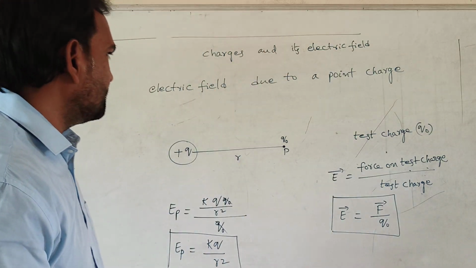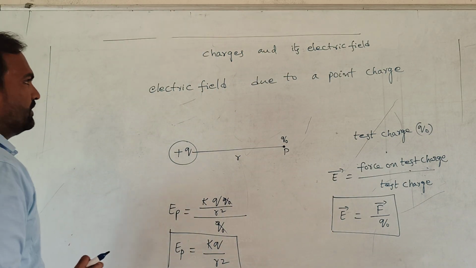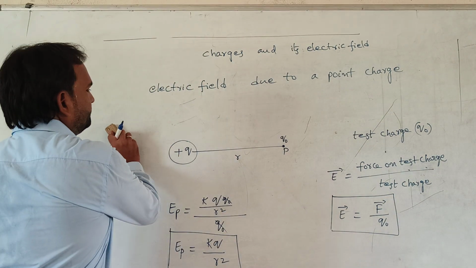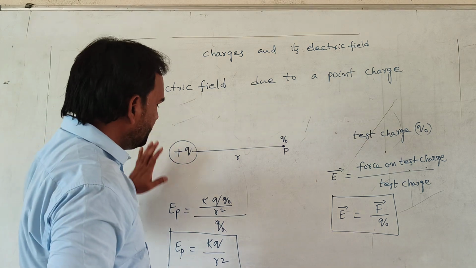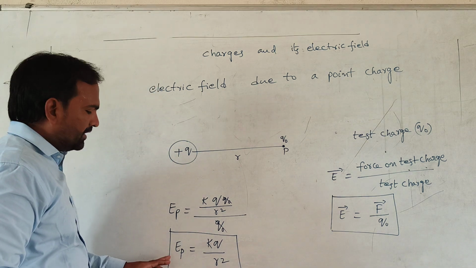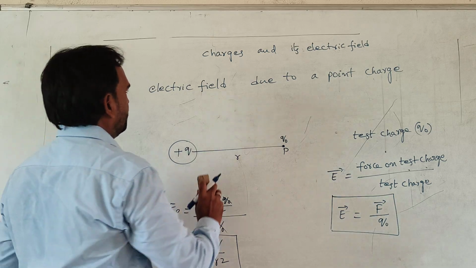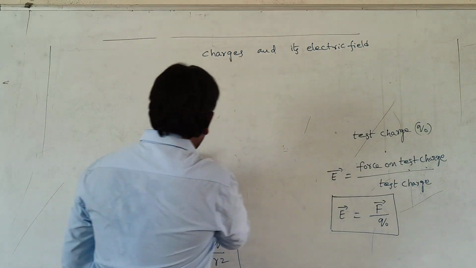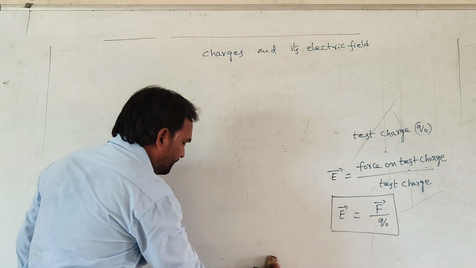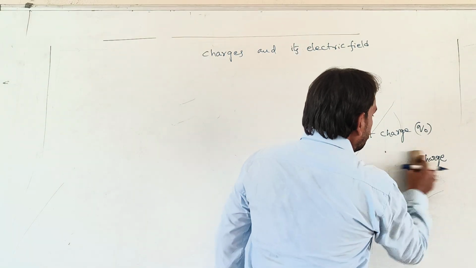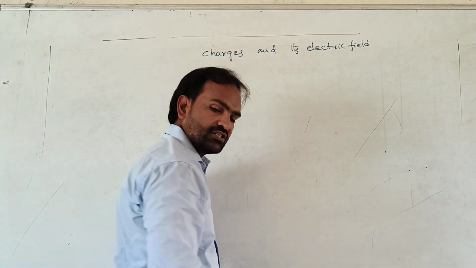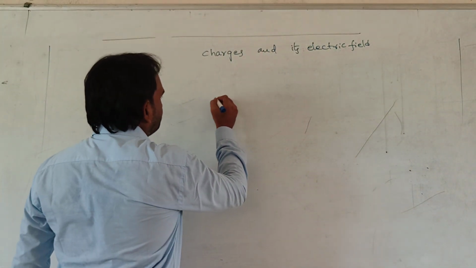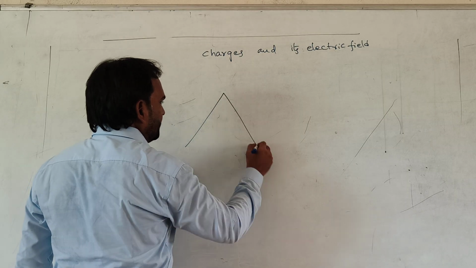Next we are going to discuss a small question. How can you find the electric field intensity? This is the formula to find the field due to a point charge at point P, K Q by R square. Very important point. Next concept: how do you find the electric field in a system of charges? Let's know here. So take an equilateral triangle.